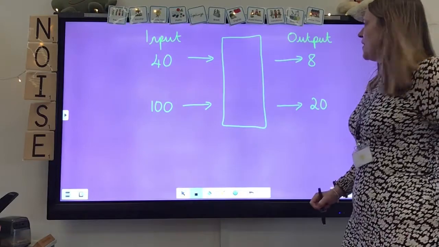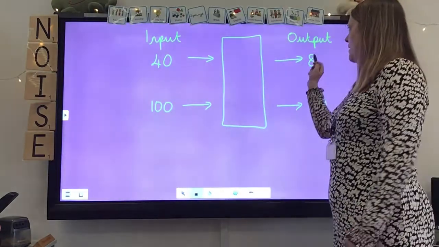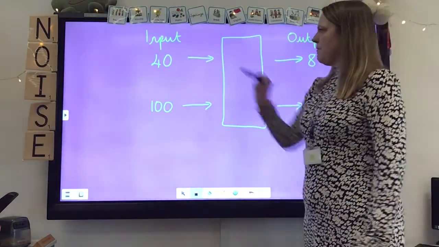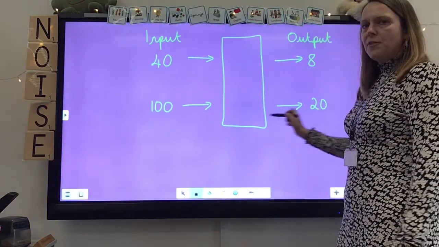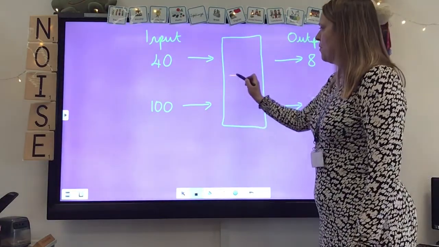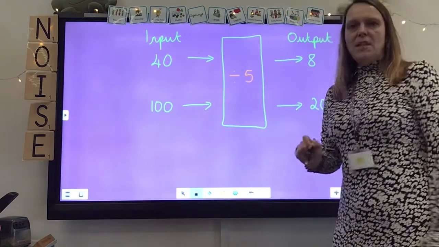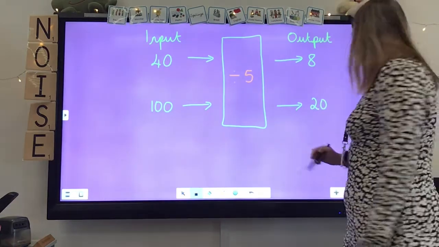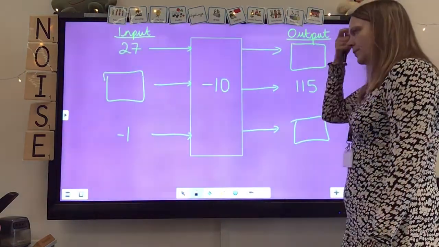Okay, well, if I know my times tables well enough, I know that there are 5 lots of 8 in 40. I also know that there are 5 lots of 20 in 100. Therefore, my function must be divide by 5. Hopefully you got that.